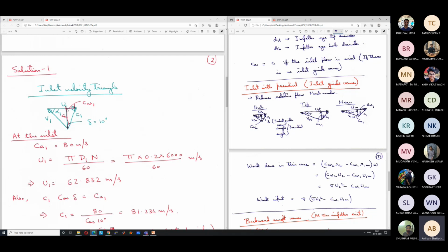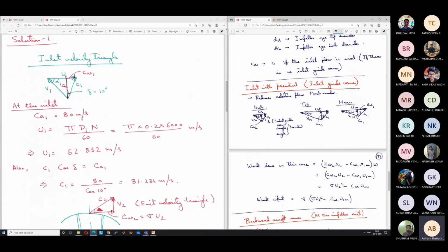And CW1 is the tangential component of C1, okay, which will play a role in the work input and pressure rise, which will reduce the work input and pressure rise, as I was saying. So CA1 is 80 meter per second, it is given. U1 will be equal to pi d into rotational speed in seconds. So pi d1, d is the diameter at the inlet. So d1 is given as 0.2, 6000 by 60. Okay. So this is the velocity.